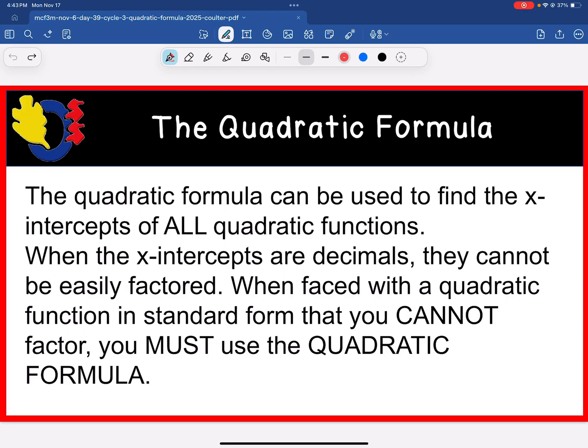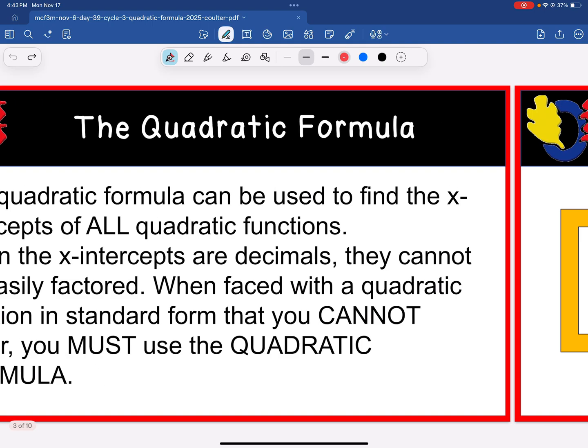Hi everyone, today we're going to be working on the quadratic formula. The quadratic formula can be used to find the x-intercepts of all quadratic functions. When the x-intercepts are decimals, they cannot be easily factored. When faced with a quadratic function in standard form that you cannot factor, you must use the quadratic formula.